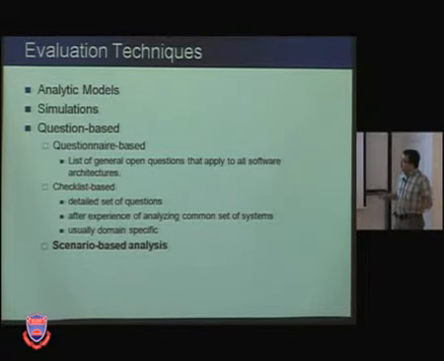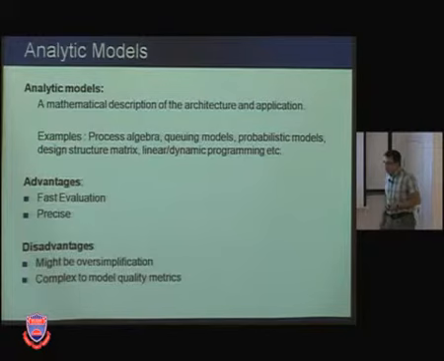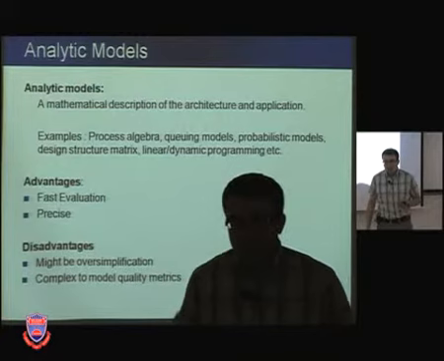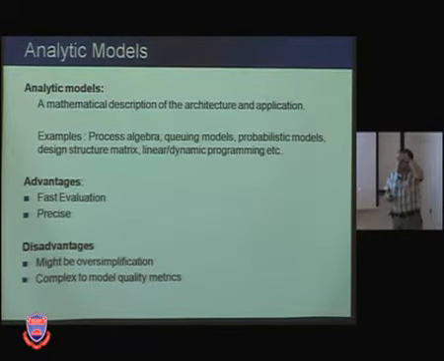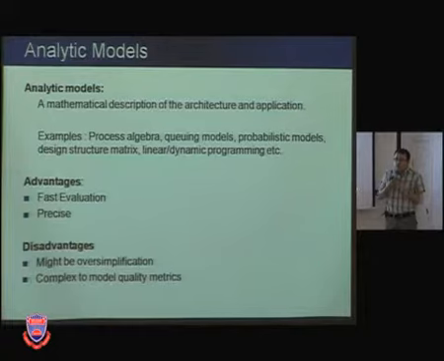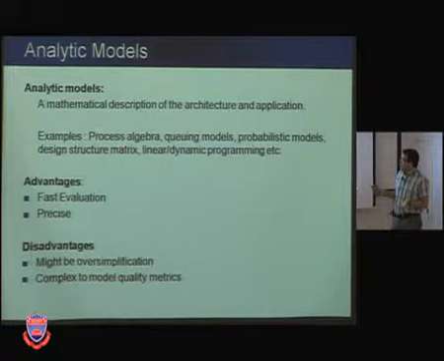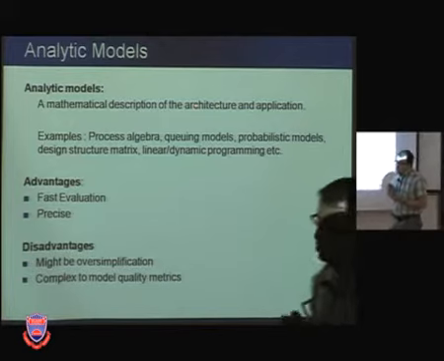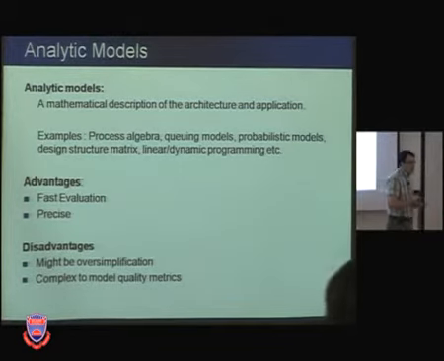what these techniques are. Analytical models: what you do is you define mathematical models of your architecture. And based on the mathematical models, you evaluate the quality. For example, what kind of models you can use? You can use process algebra, queuing models, probabilistic models, design structure matrix, linear dynamic programming, etc. Okay? Different techniques which can help you to analyze the quality of the architecture in an analytic manner.